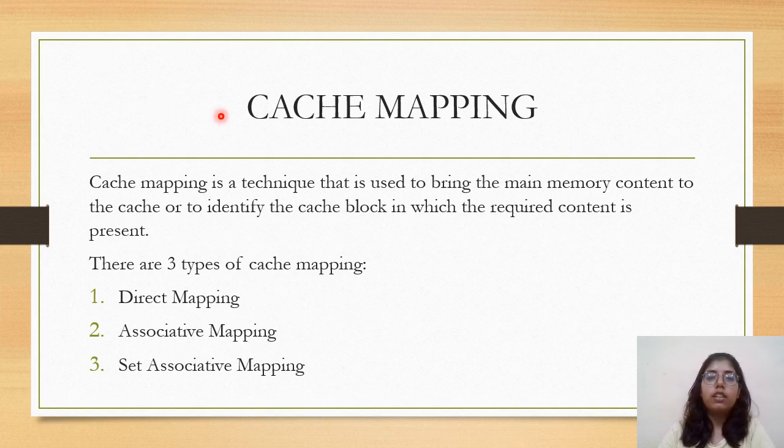So next we are learning about cache mapping. Cache mapping is a technique that is used to bring main memory content to cache, which means that as we know, main memory stores all the data of the computer. So if the CPU wants any data, then it needs to be brought from main memory to cache memory. Bringing that data from main memory to cache memory is defined by cache mapping. There are three techniques of this. First is direct mapping, second is associative mapping, and third is set associative mapping.